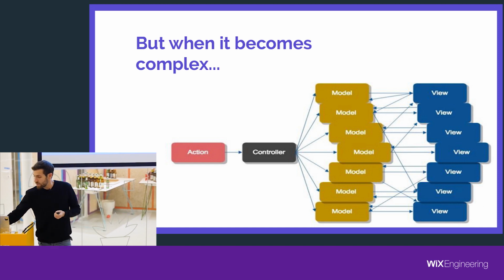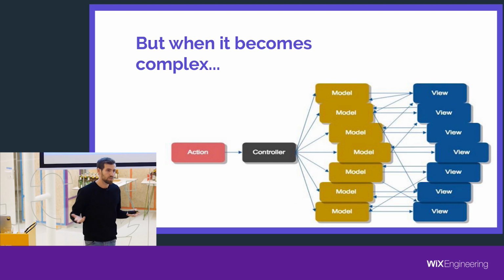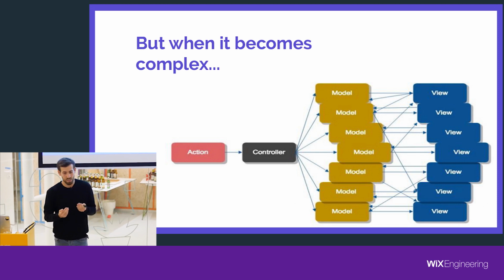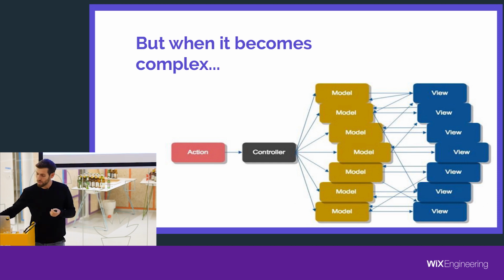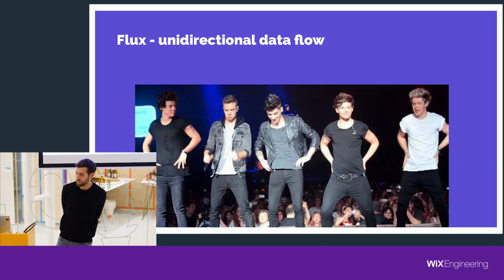And then Facebook thought, okay, what can we do? We want to find some smarter design pattern. And they came up with an amazing idea of Flux, a unidirectional data flow.